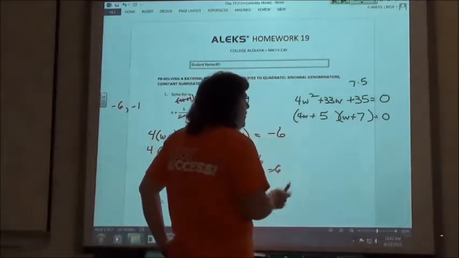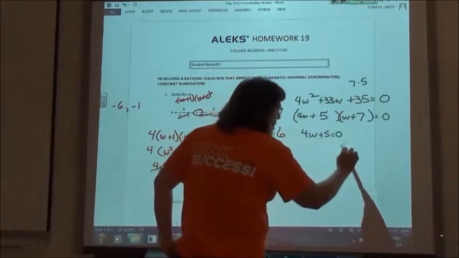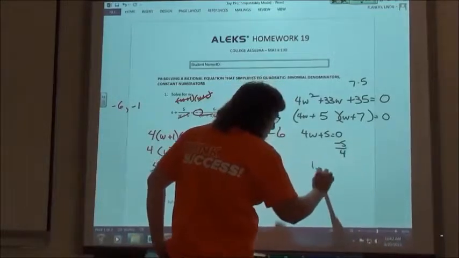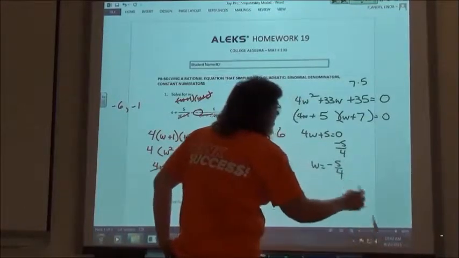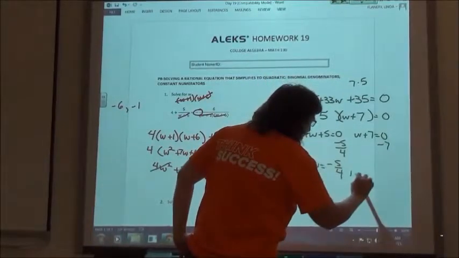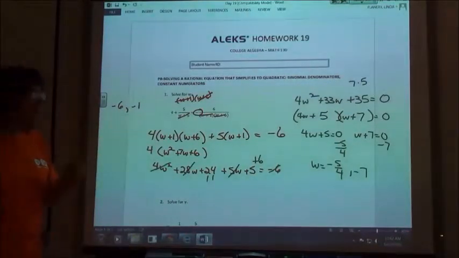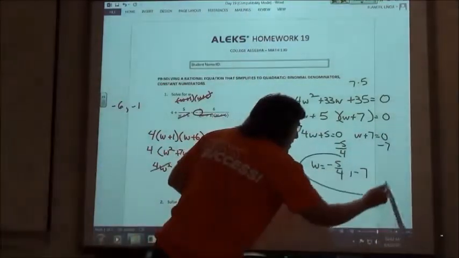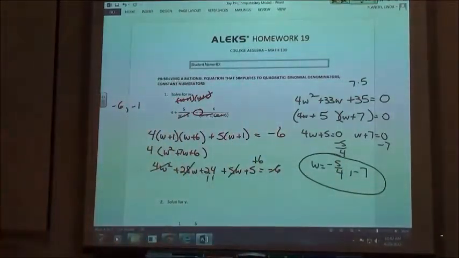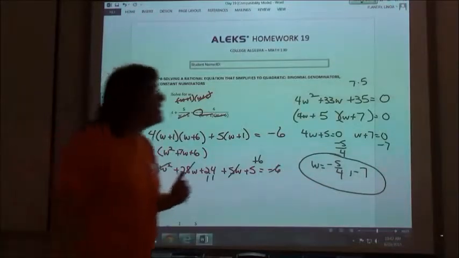So then I'm going to solve these. If 4w plus 5 equals 0, again we've got to minus the 5 and divide by the 4, so we get negative 5/4. And if w plus 7 equals 0, we've got to minus the 7, so negative 7. Didn't get either value that's restricted, so both of those values should be okay. So negative 5/4 and negative 7 should be my solutions. So lots of spots in there where you can make silly little mistakes. Just try to take your time.